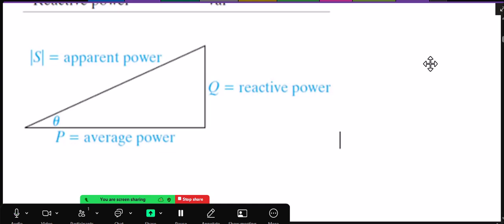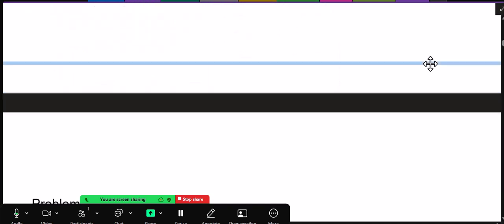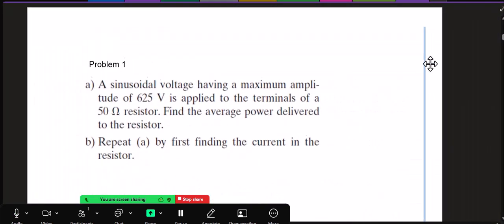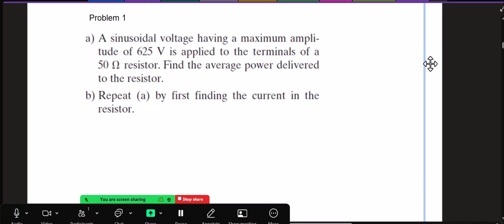All right, so let's do our first problem. The first one is not so long, so I'll keep it on the same recording, and then I'll start a new recording for the next one.